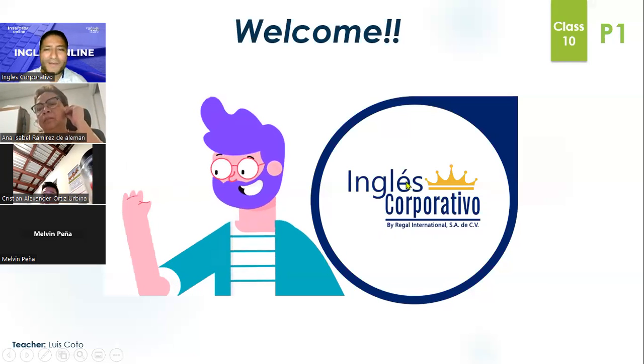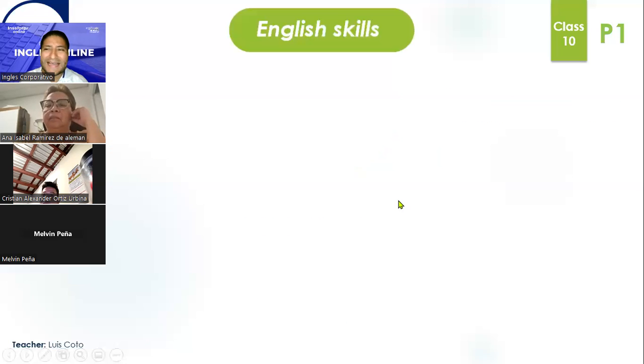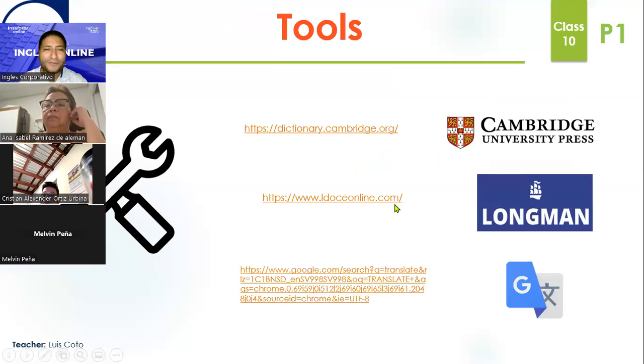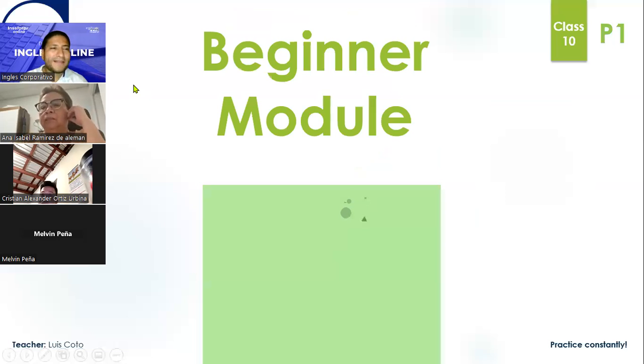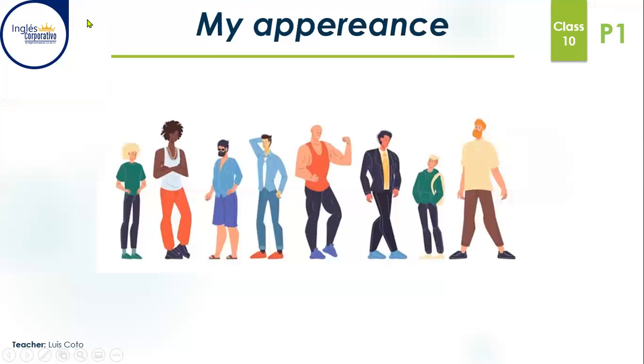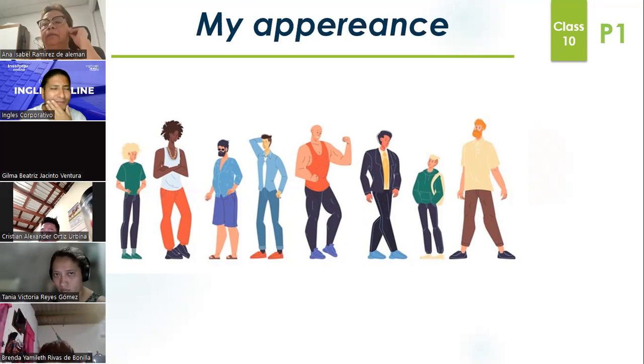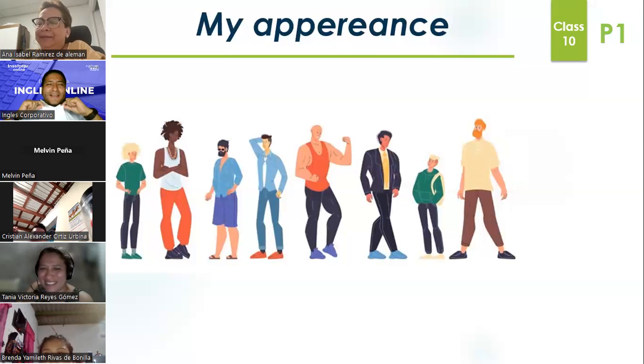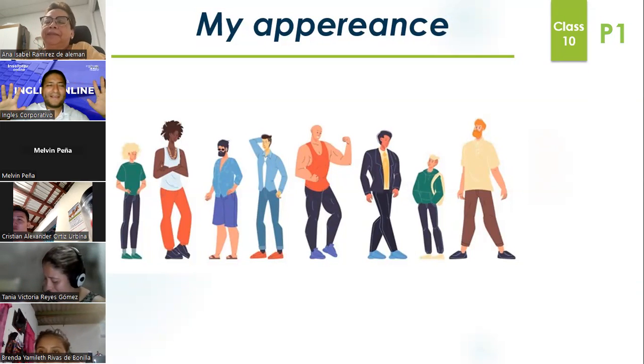Comencemos. Okay, beginner module one, class number 10, guys. Tonight, we have class number 10. We are going to speak about my appearance. Yes, my appearance. What is my appearance in this moment? Nice appearance or bad appearance about my face? By my shirt. Nice appearance or bad?